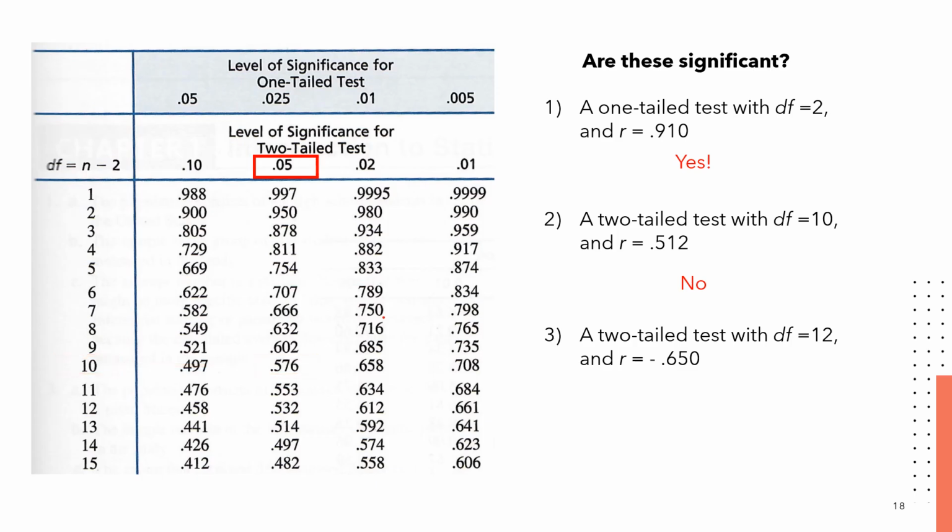For the last example, we are looking at a two-tailed test with 12 degrees of freedom and an R of negative 0.65. Staying in the same column, but going to the row with the correct degrees of freedom, we need an R of at least 0.532. And remember that we treat negatives as if they were positives. So 0.65 is greater, and this correlation is indeed significant.